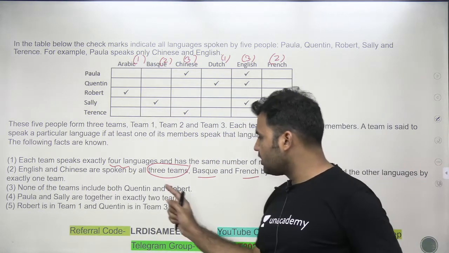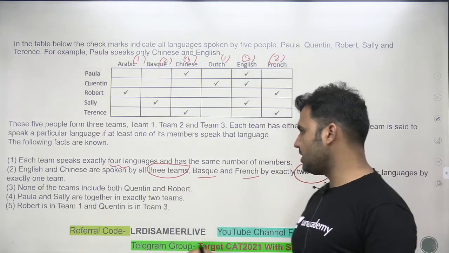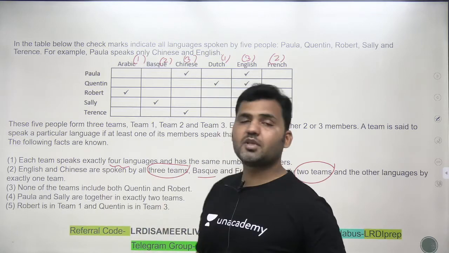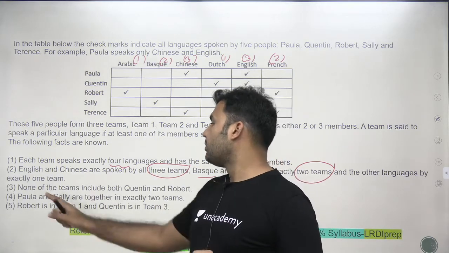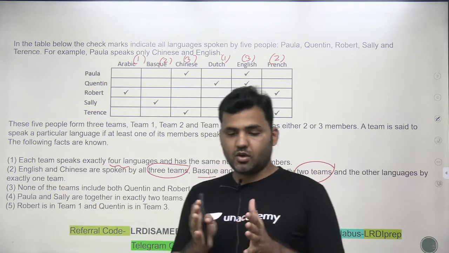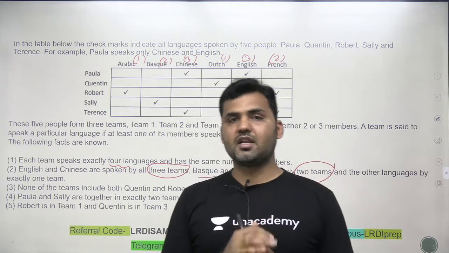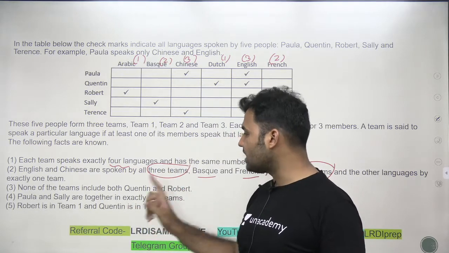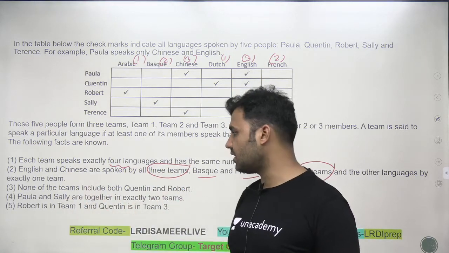None of the teams includes both Quentin and Robert. In no team can both Quentin and Robert be present. So Q and R cannot be members of the same team. Paula and Sally were together in exactly 2 teams. You can take Paula and Sally together in only 2 teams, not in 3 teams. Paula and Sally cannot be in all three teams. Exactly 2 teams must have Paula and Sally together.